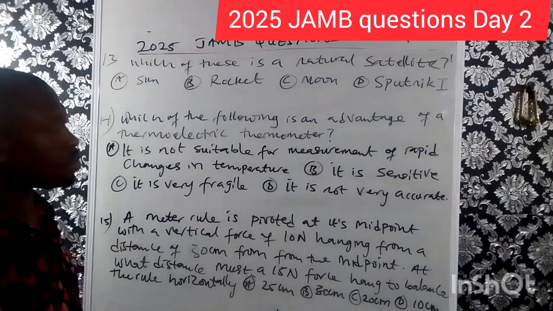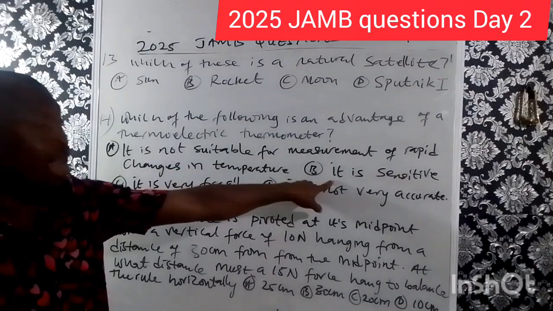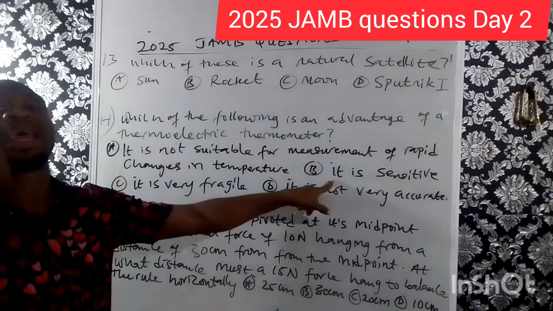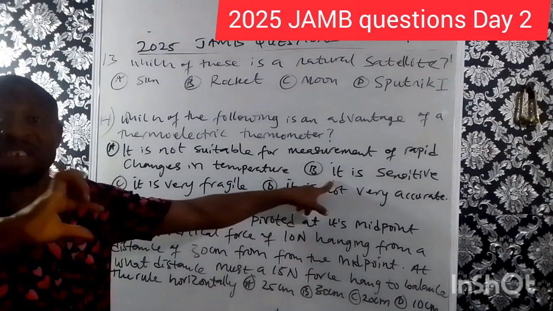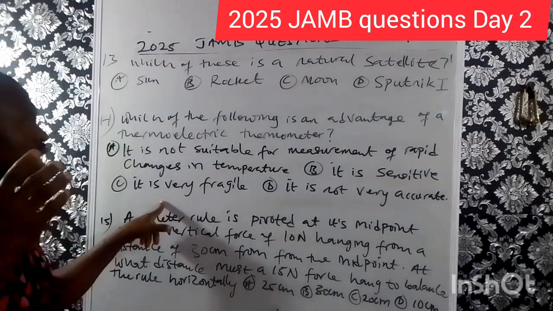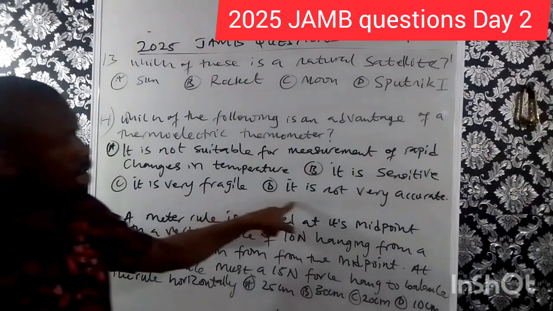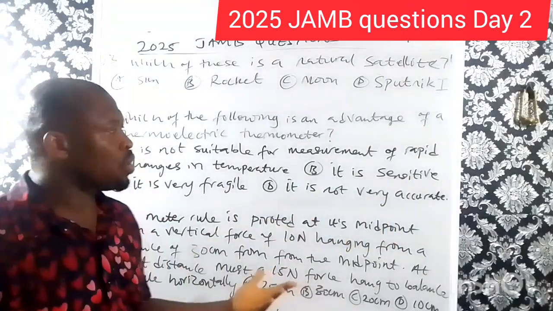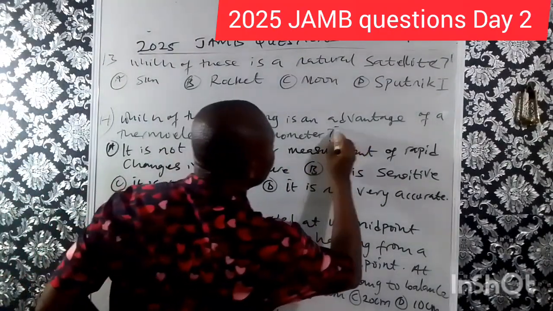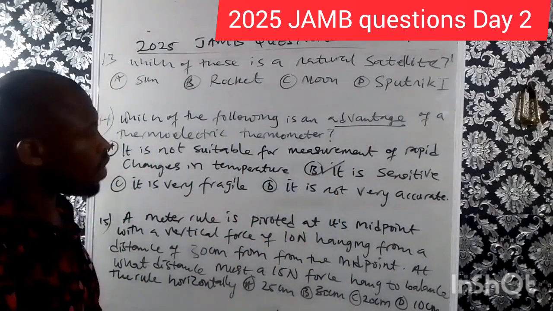No. Two, it is sensitive. Yes. The correct answer there is that it is very sensitive to any varying temperature changes, just like the gas thermometer. That one is very sensitive to any temperature change. It is fragile, but its fragile nature is not why we use it. It is not very accurate, and that is not why we use it. So remember, the key word there says which of the following is an advantage. So the only advantage it has there is option B, which is very sensitive.